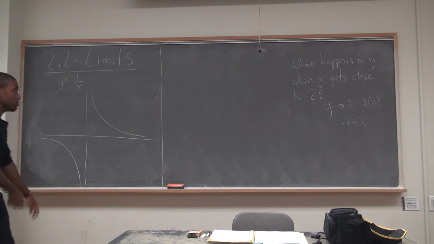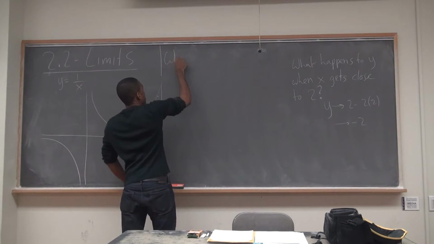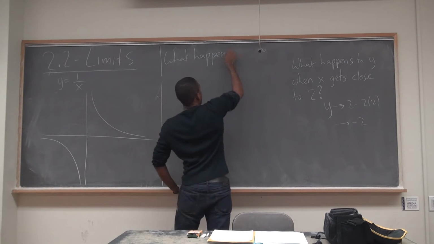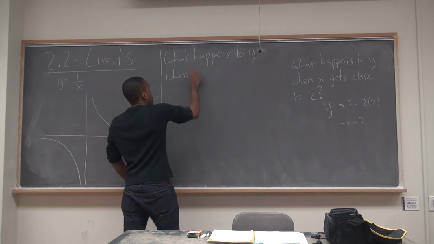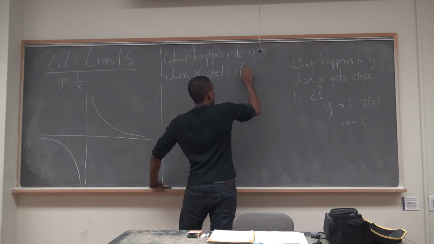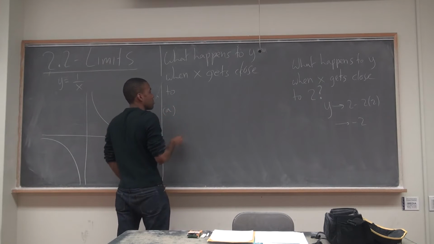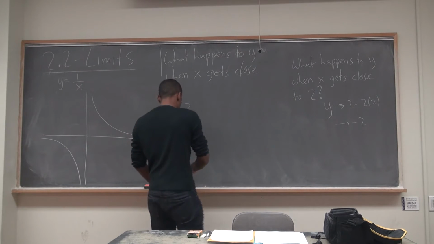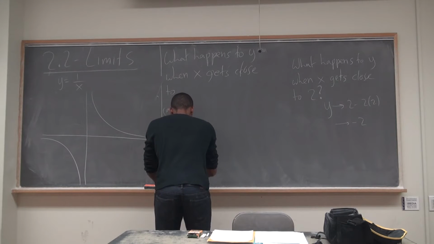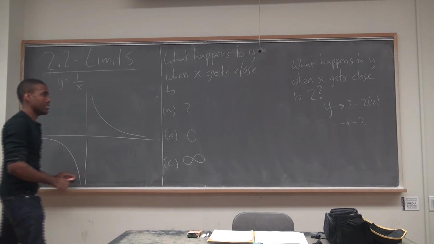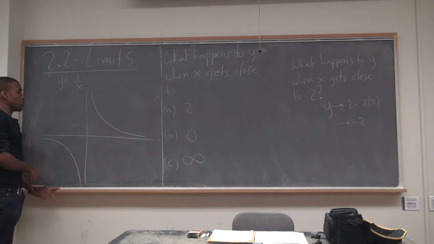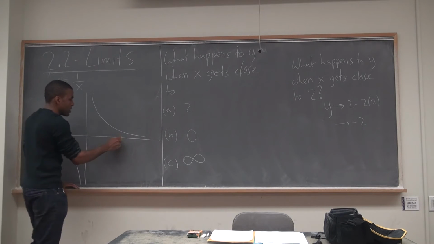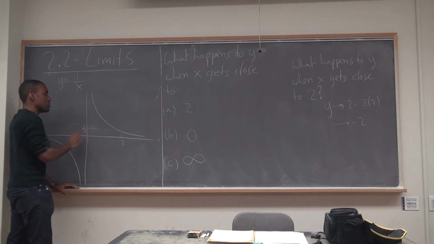Here's a question. So let's ask some questions. What happens to y when x gets close to 0? Like this. Infinity. Expand our brains. Yeah, so what happens to y when my x gets close to 2? Y gets close to 1/2. It'll get close to 1/2, right? So if I'm at 2, my y value is going to be super close to 1/2.